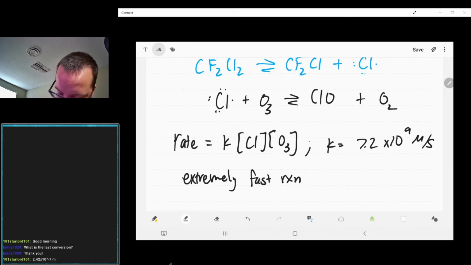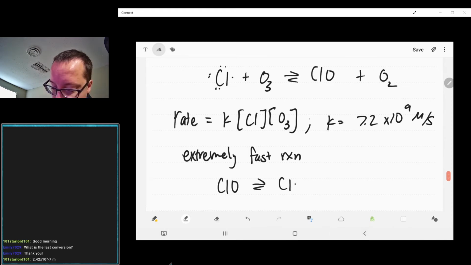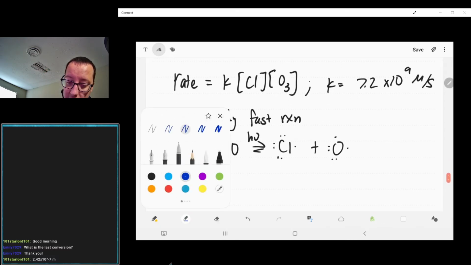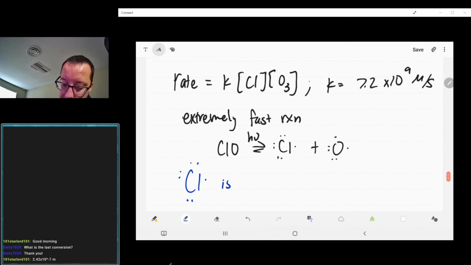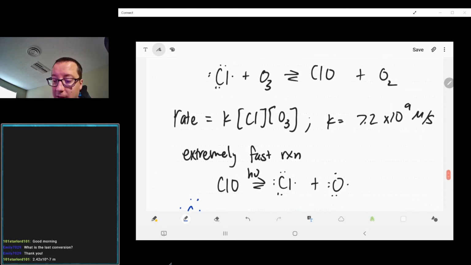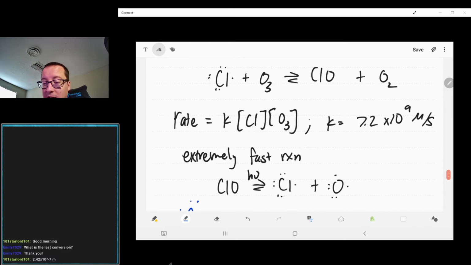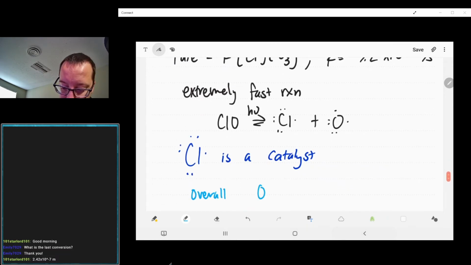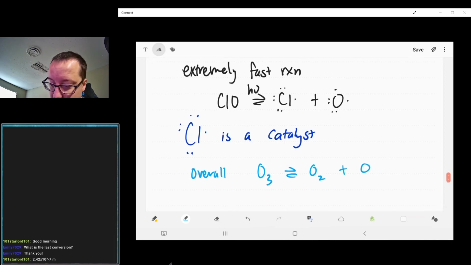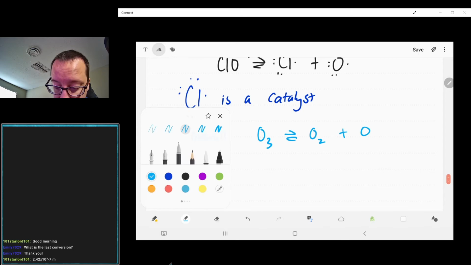And unfortunately, that chlorine monoxide can break down again with light into the chlorine radical and oxygen radicals. And so, if we were to combine these reactions, we're going to see we remove our intermediates and catalysts. We're left with overall the reverse reaction of our ozone formation. And so this is going to end up having a depletion of the ozone in the atmosphere.